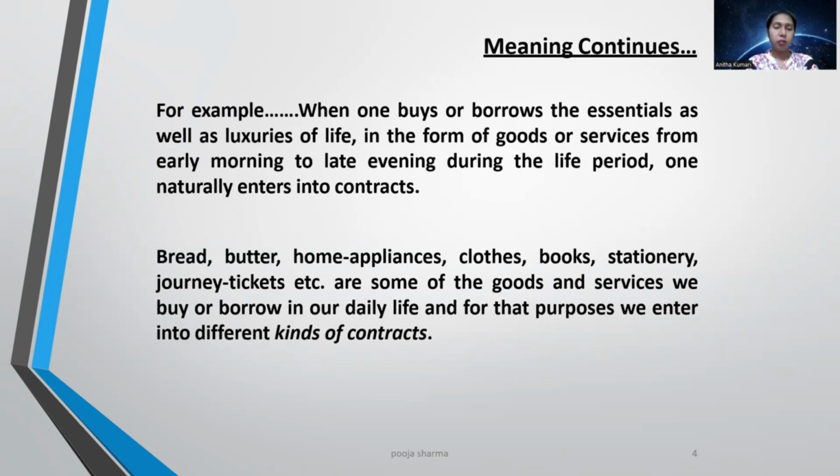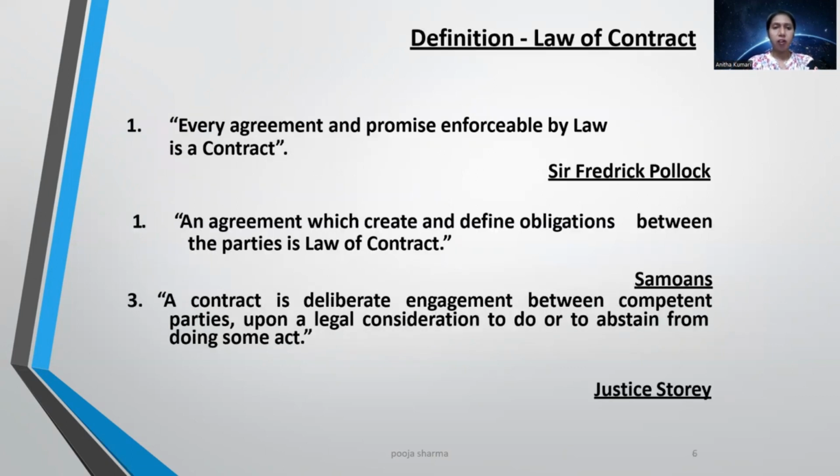So the contract may vary. At the end of this class, you will be able to understand different kinds of contract and the meaning of a contract, and what things you are supposed to do at the time of entering a contract. For example, when one buys or borrows essentials as well as luxuries for his life, in the form of goods or services, from early morning to late evening, one naturally enters into a contract. Bread, butter, home appliances, clothes, books, stationery, journey tickets, or any of the goods and services we buy or borrow in our daily life, everything is some type of a contract.